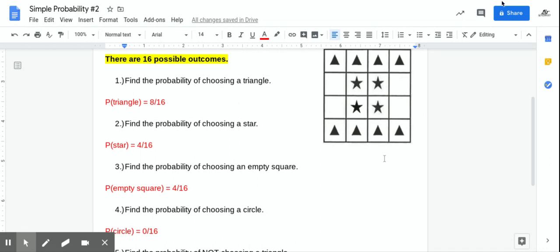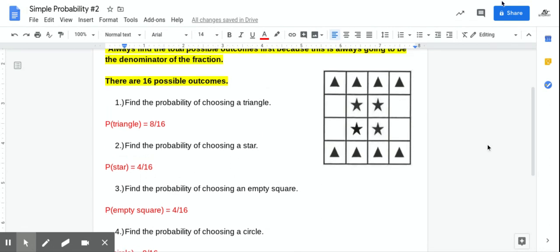Okay, guys, after you watch this video, you're simply just going to complete a simple Google form on simple probability. That's basically just like this. There's some pictures and questions, and then some word problems and questions. Okay, guys, but again, if you're going through that Google form and you have questions, please reach out to me and I'll get back to you immediately.